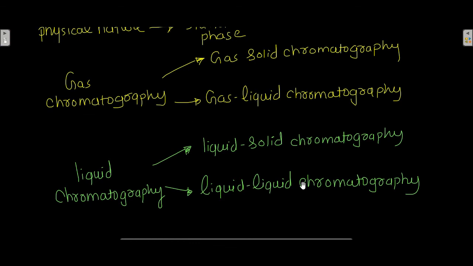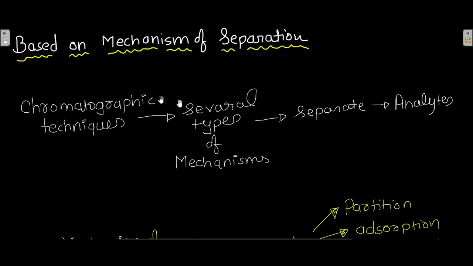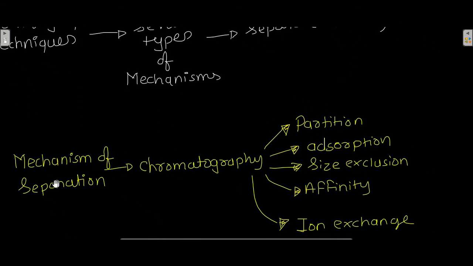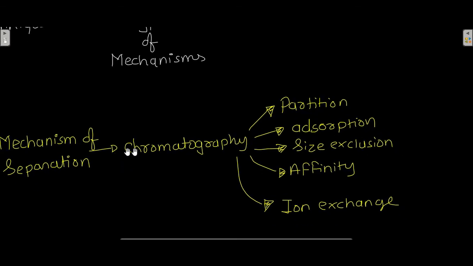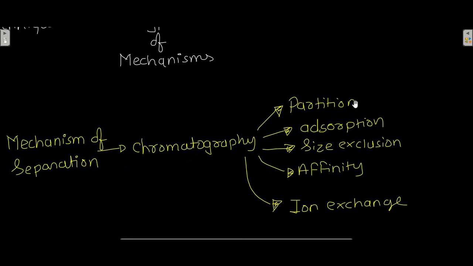Now let's look at the classification of chromatography based on the mechanism of separation. In chromatography techniques, there are several types of mechanisms used to separate analytes. On the basis of the mechanism of separation, chromatography is divided into partition chromatography, adsorption chromatography, size exclusion chromatography, affinity chromatography, and at last ion exchange chromatography. These are the types of chromatography based on the mechanism of separation.